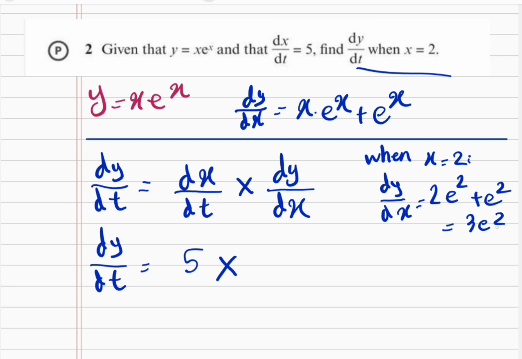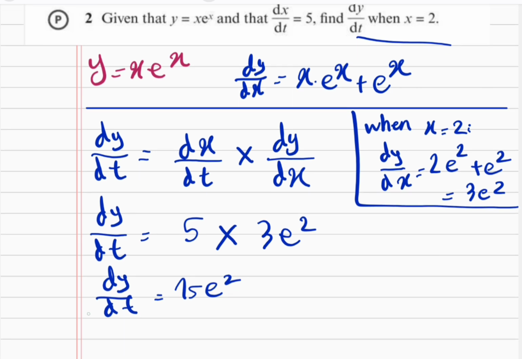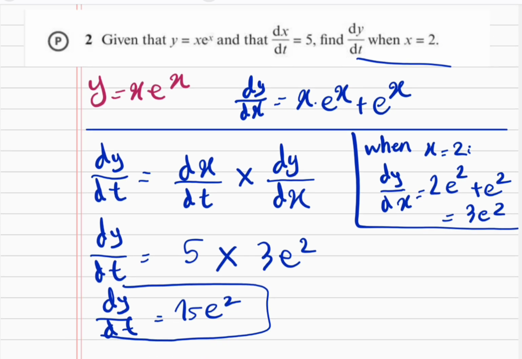which is simply 3e squared. And now that we know dy/dx, we substitute that here, which is going to be 3e squared. And finally dy/dt is equal to 15e squared. So that's the value of dy/dt when x is equal to 2. Okay, that's it for this video, and thank you for watching.